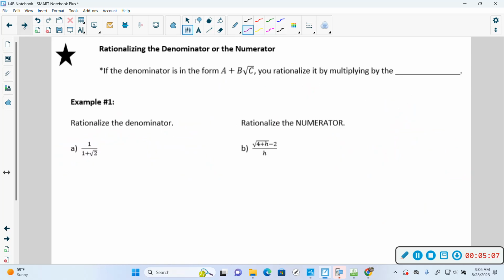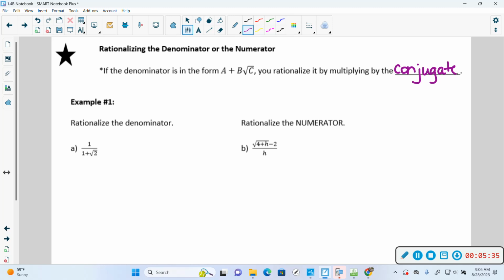So we're going to talk about rationalizing the denominator, which is very common. Numerator, not quite as common. There is an application or a reason why you would rationalize the numerator, which comes up in some further sections. We're just going to practice it today. So if your denominator is in the form a plus b square roots of c, you rationalize it by multiplying by the conjugate, it's called. It's a little fancy name.